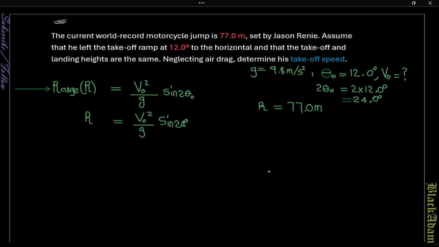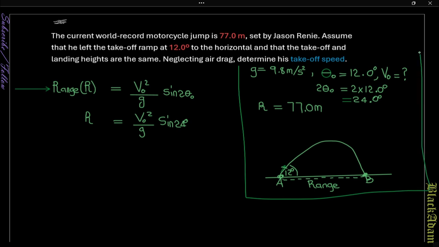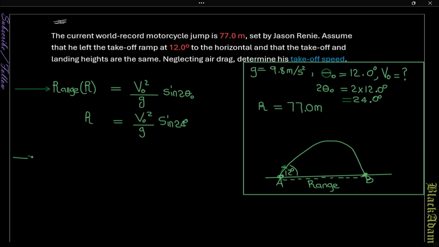Let's just draw the situation whereby you have point A and then point B, and it is launched at that particular point at an angle of 12 degrees. So the distance between A and B is what we call the range, the horizontal distance. The range is what we are given, and we need to find the launching speed.